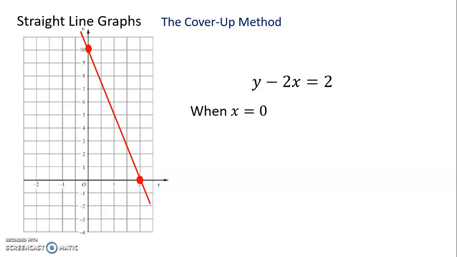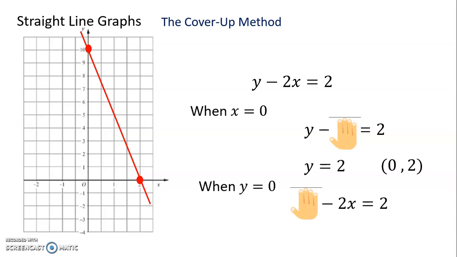Okay, so cover up x, and that tells me that y is equal to 2, so my point is (0, 2). Then cover up the y part, and that tells me that negative 2x is equal to 2. And therefore I'm going to divide by negative 2, which tells me that x equals negative 1. So my point is (-1, 0). So now I'm going to plot both of those, (0, 2) and (-1, 0), and join those up.